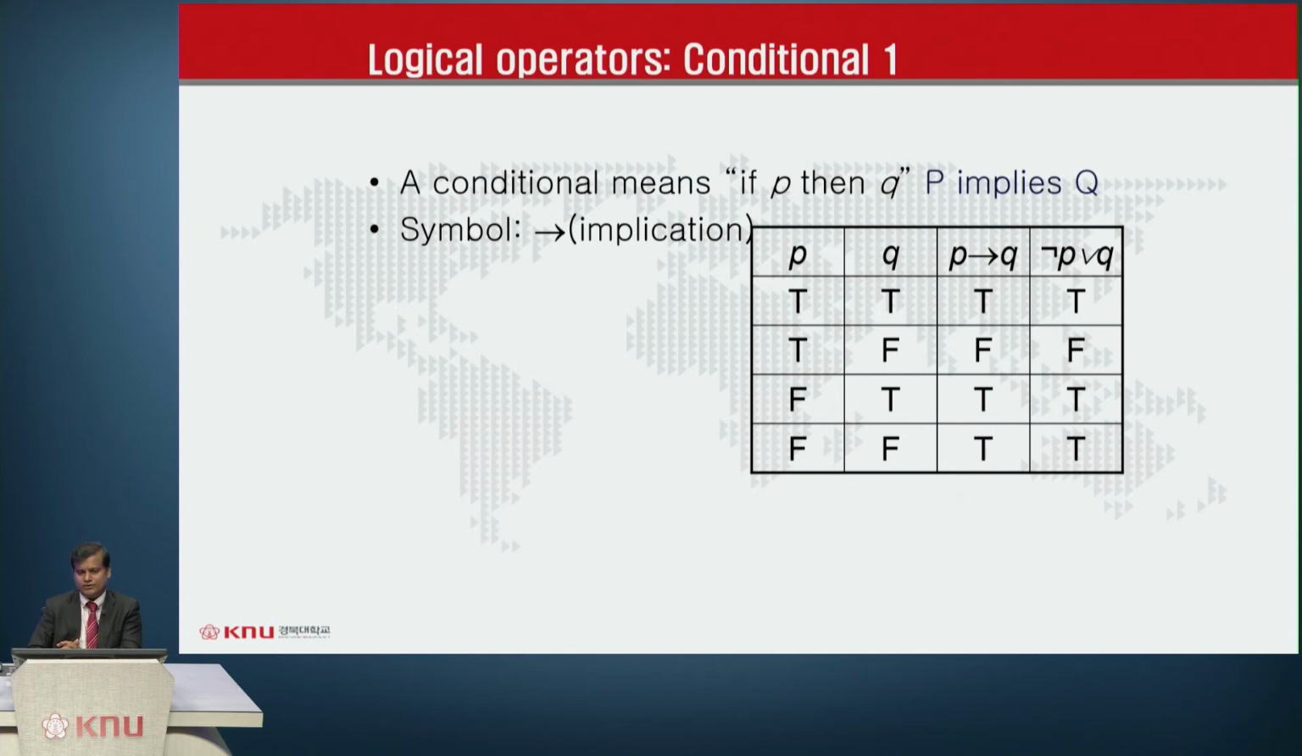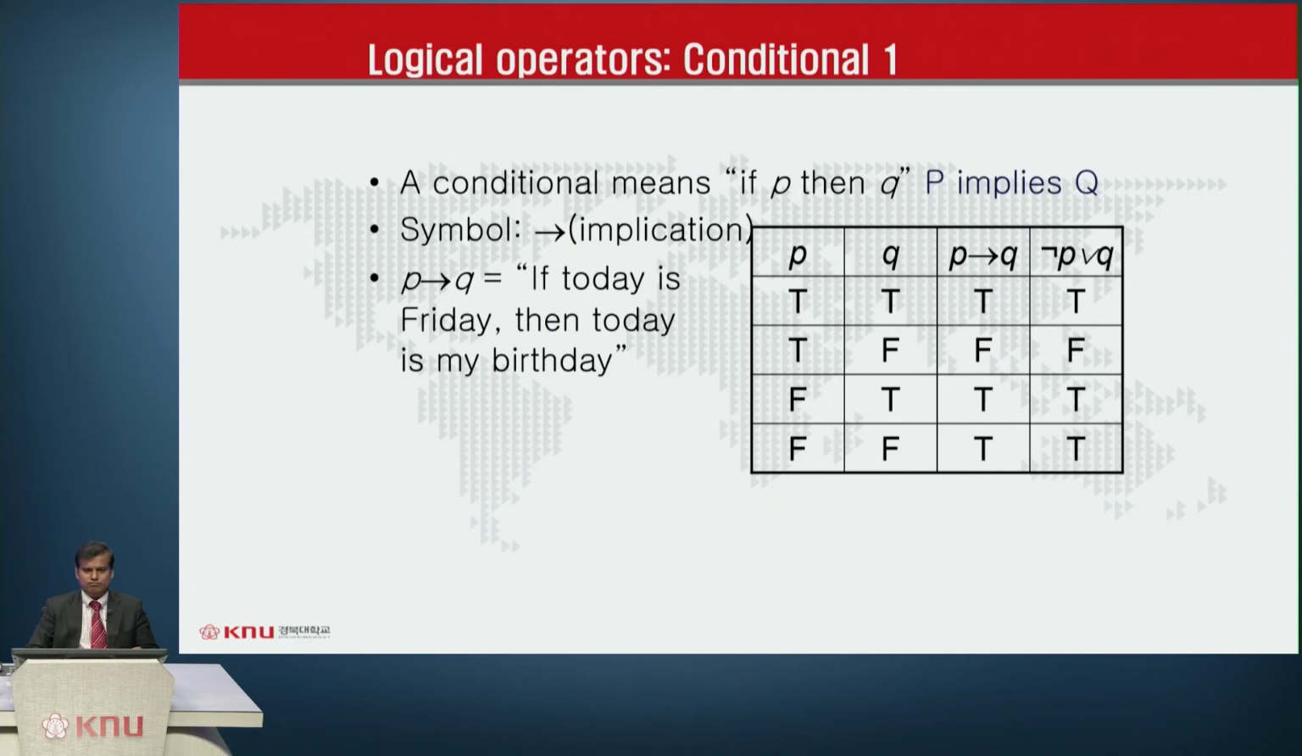No matter the other times, whether P is true and Q is true, the output of P implies Q is true. P is false, Q is true, again the output is true. P is false, Q is false, the output is true. And P implies Q is the same as the negation of P, or Q. So for P implies Q: if today is Friday, then today is my birthday. For implication we come across if-then statements. That's why we call it a conditional.